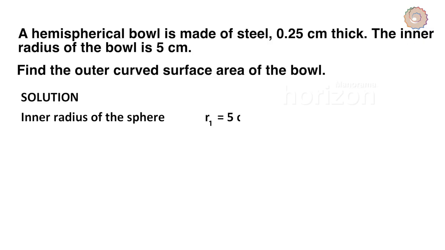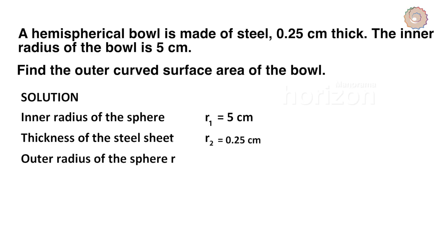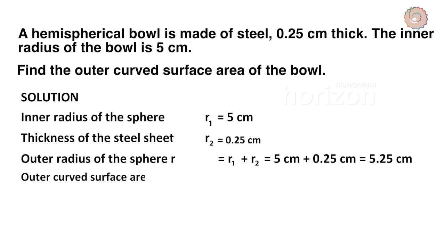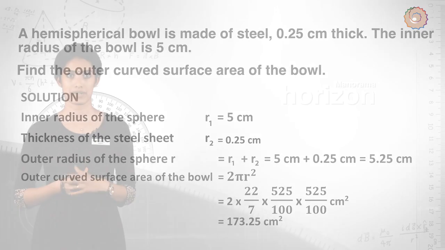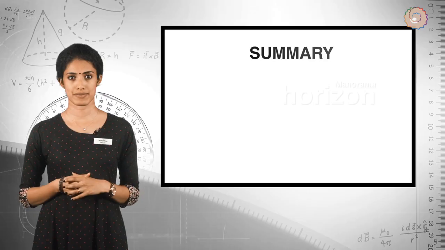The inner radius of the sphere R1 is given as 5 cm and the thickness of the steel sheet, that is R2, is given as 0.25 cm. The outer radius of the sphere is now R, equal to R1 plus R2, that is 5 cm plus 0.25 cm, giving you 5.25 cm. Let's now find the outer curved surface area of the bowl, which is given by 2 pi r square. Plugging in the values, we get 173.25 cm square.